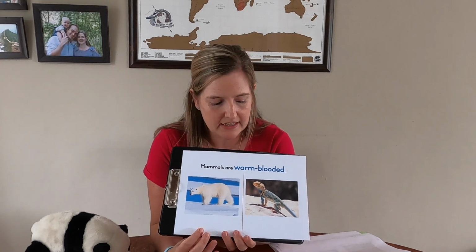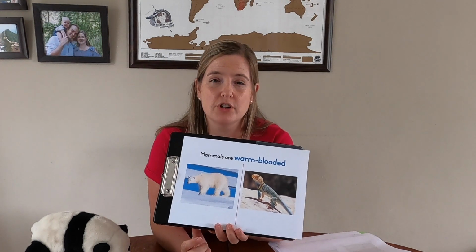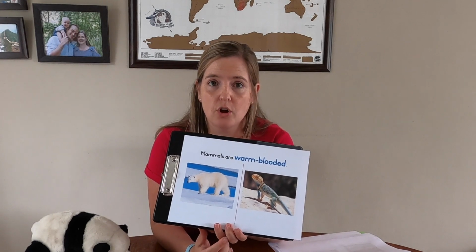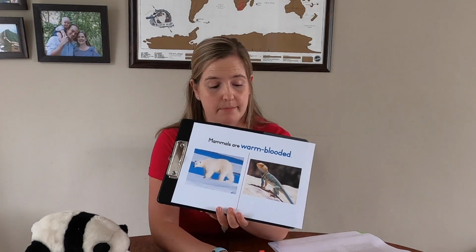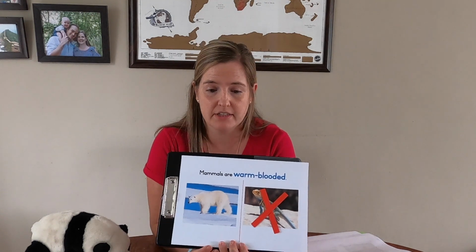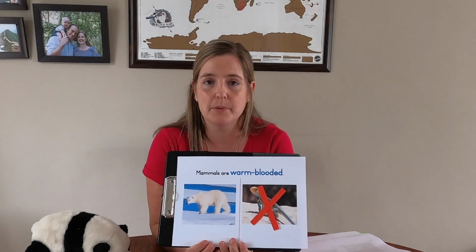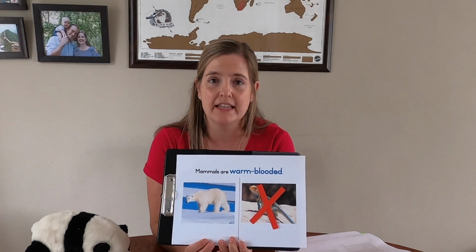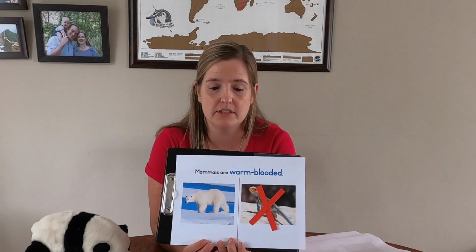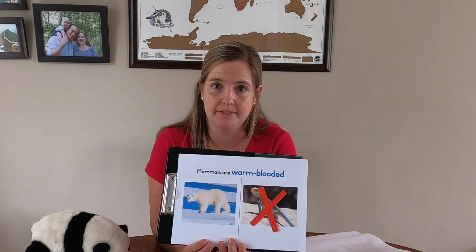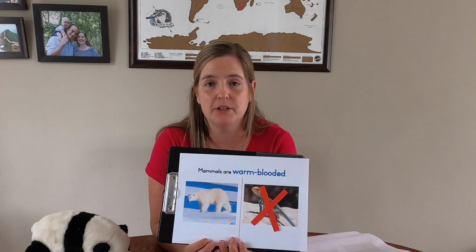So you can see over here, he has a lizard. He's sitting on the rock trying to get warm because his blood is cold. So he is not a mammal. The polar bear is a mammal. You can see he's got some fur and he's wandering around. He's not cold. He's able to regulate his own temperature because he's warm-blooded. Okay, so those are the things we learned about mammals.